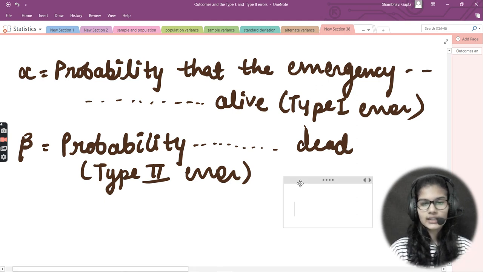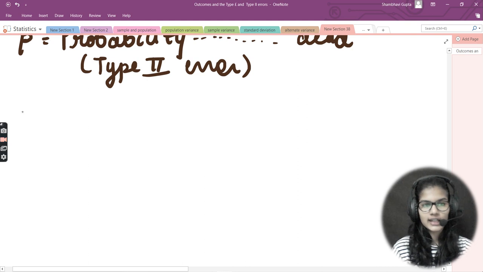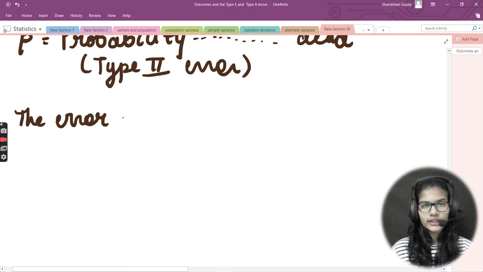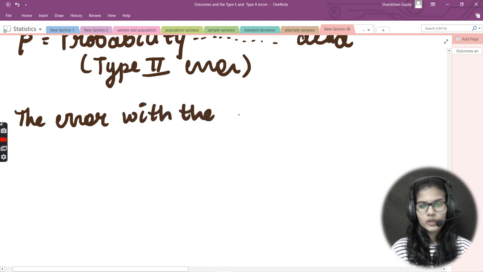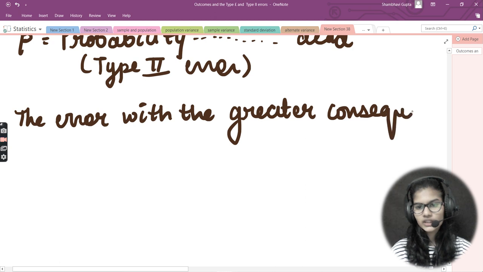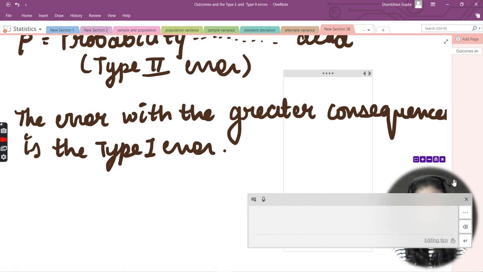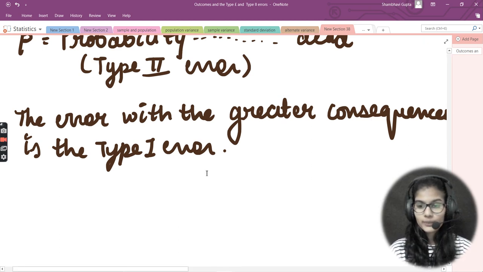And basically the final conclusion that we can write out here is the error with the greater consequences. The error with the greater consequences is the type 1 error. That is, the emergency crew thinks that the victim is dead, but the victim is alive, right? Okay, so this was my annotated question for the type 1 and the type 2 errors, right?